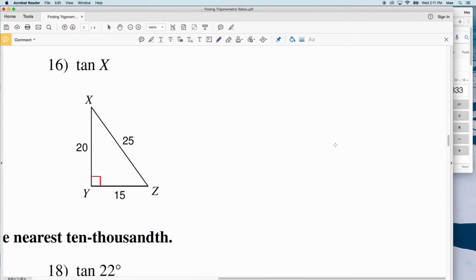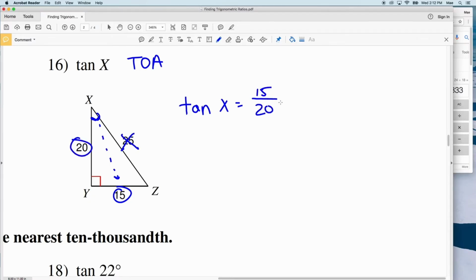Number 16, the tangent of x. So the tangent of x equals opposite, which is 15, over adjacent. 25 is our hypotenuse, so 20 is the adjacent. 15 over 20 can be simplified to 3/4, and that's equivalent to 0.75. And we need to do this to the 10,000th, so it's 0.7500.